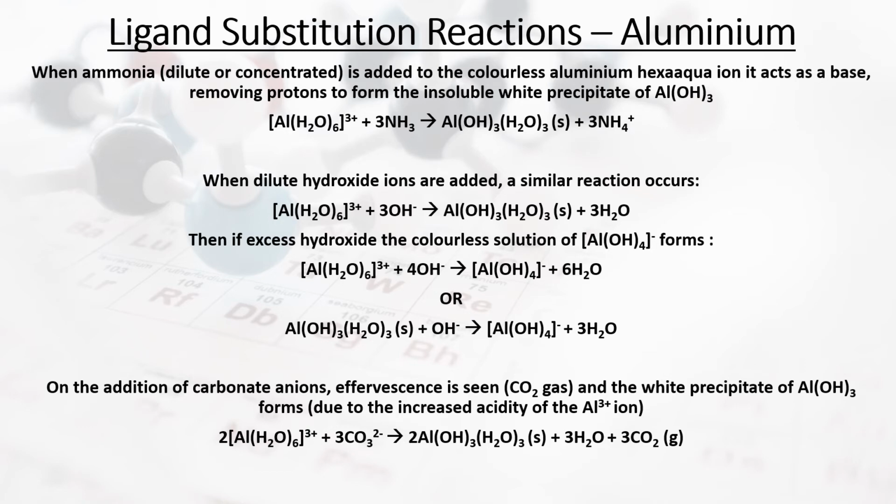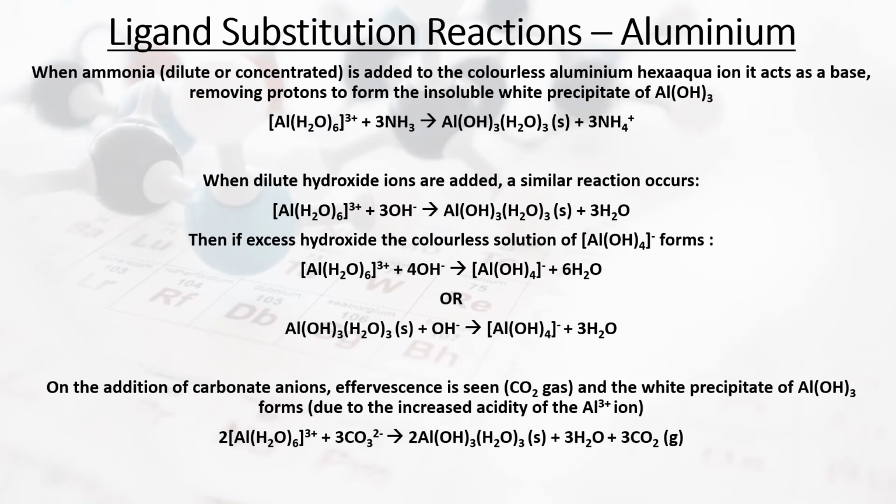We can either write it, as shown at the top equation here, as the hexaaqua aluminium ion reacting with 4 hydroxide anions, essentially just imagining that we're adding excess hydroxide in straight away, forming this [Al(OH)4]- complex ion, the colourless solution, and kicking off the 6 waters. Or we can think about adding a little hydroxide first to form our insoluble hydroxide precipitate, and then adding excess hydroxide that will redissolve that precipitate. So we go from our insoluble hydroxide plus OH- going to this [Al(OH)4]-.